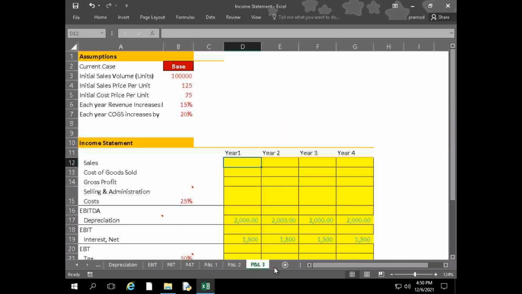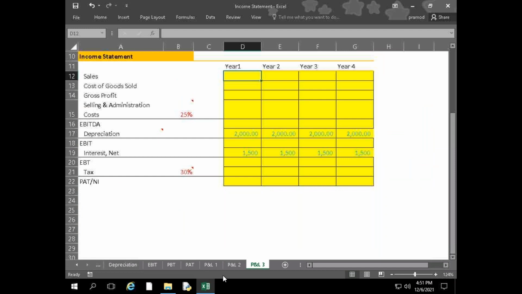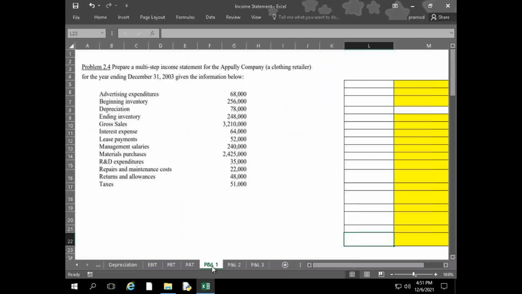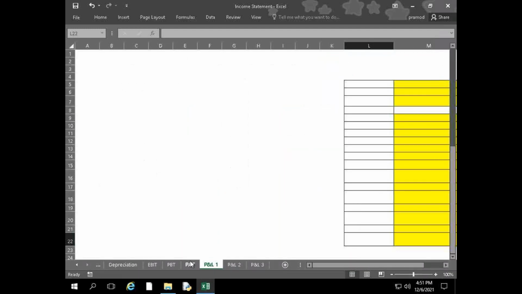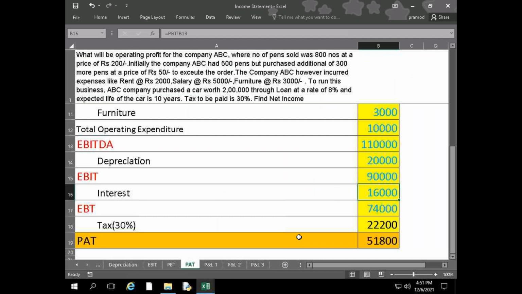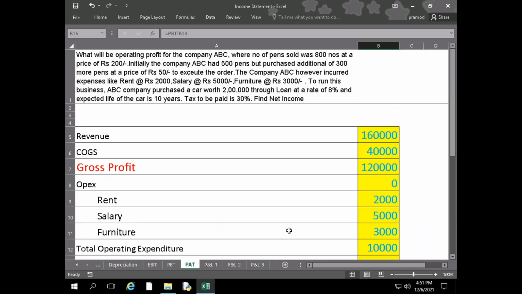P&L 1, P&L 2, P&L 3 are your assignments. You do it. Once you're done, you can send it in the WhatsApp group itself. So now everyone got the same answer?